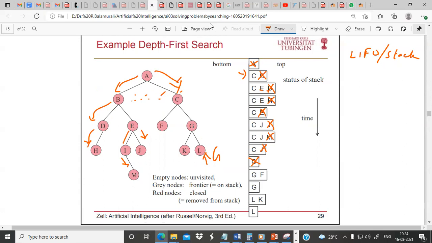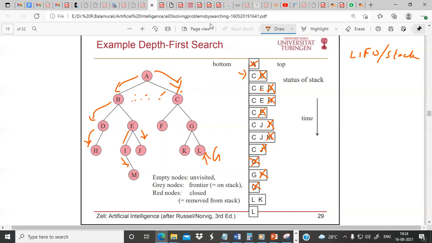Then check what's on the top of the stack. F. Is F the goal state? No. So remove F. Expand F, but there is nothing to expand. F is already removed. Now what's the top of the stack? G. So remove G and expand it. When you expand it, you get L and K. It will be pushed as L and K.